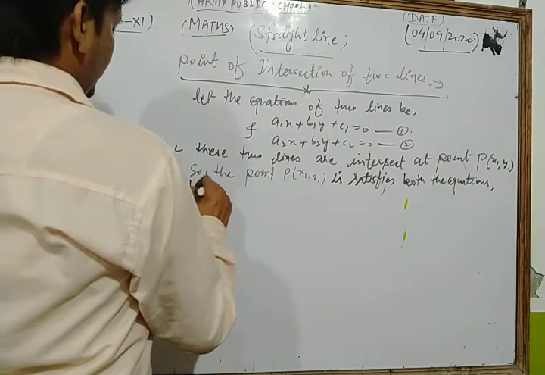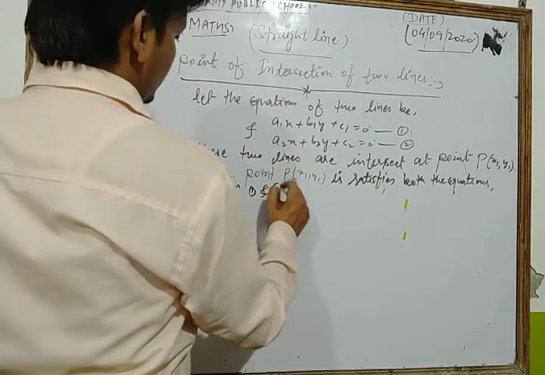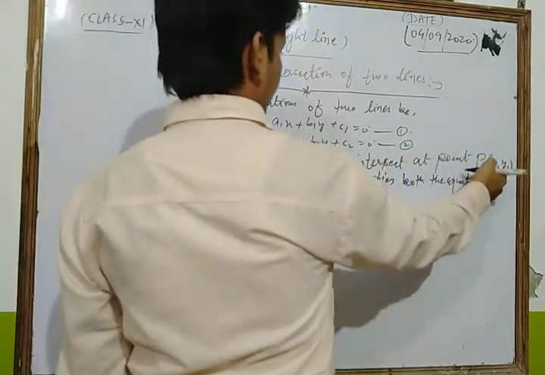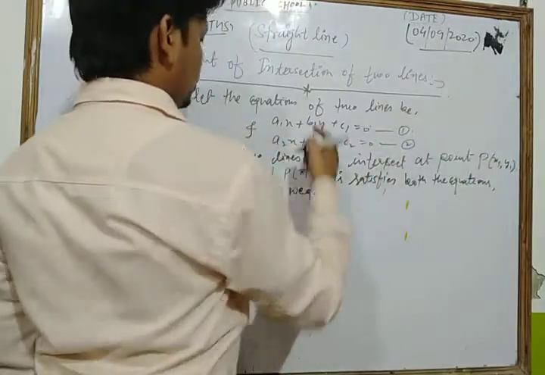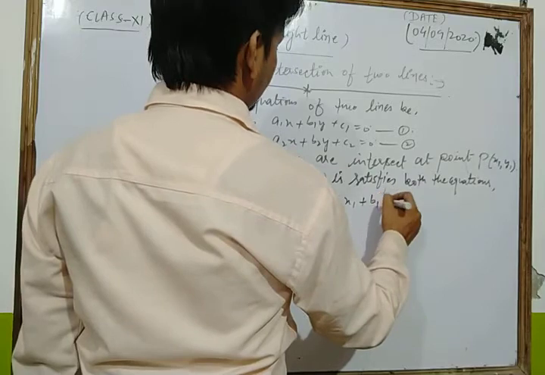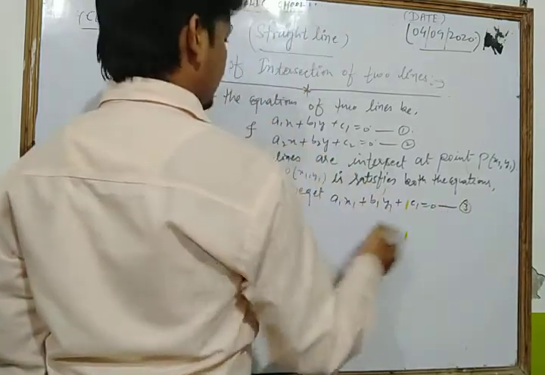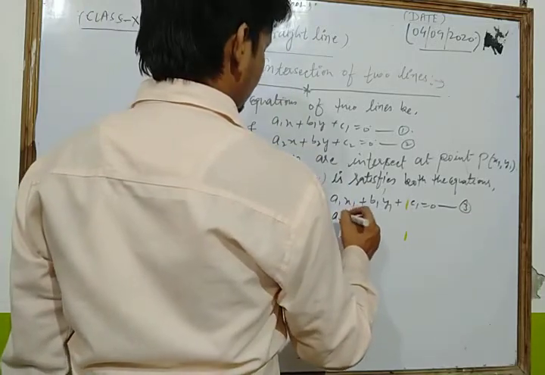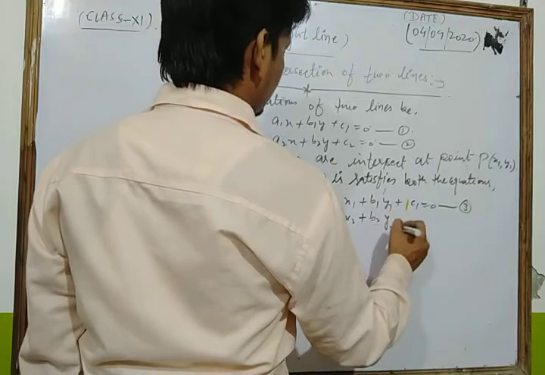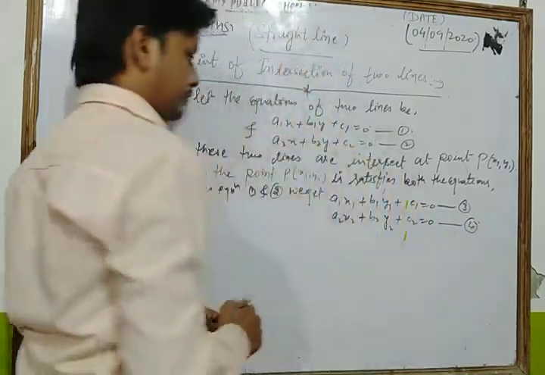Then from equations 1 and 2, we satisfy that point in both the equations. So we get a1 x1 plus b1 y1 plus c1 is equal to 0. Take it as equation 3. The second one is a2 x1 plus b2 y1 plus c2 is equal to 0. Take it as equation number 4.